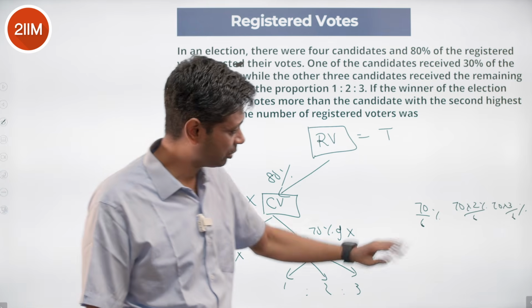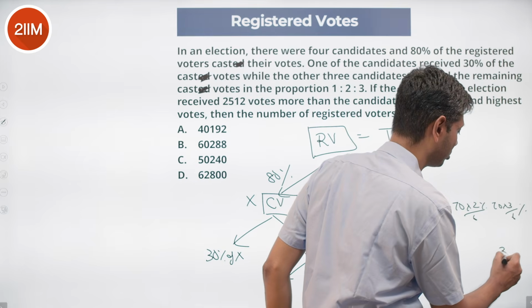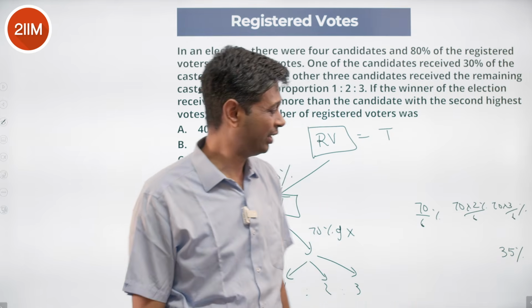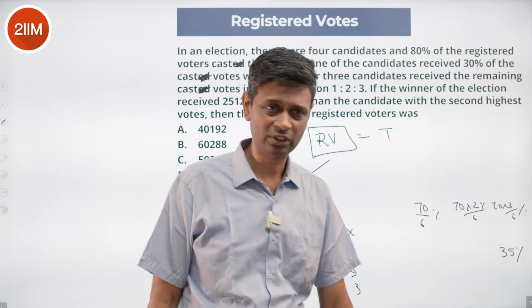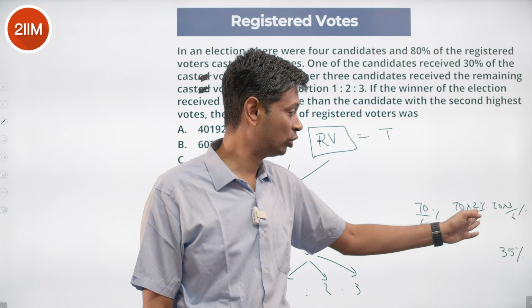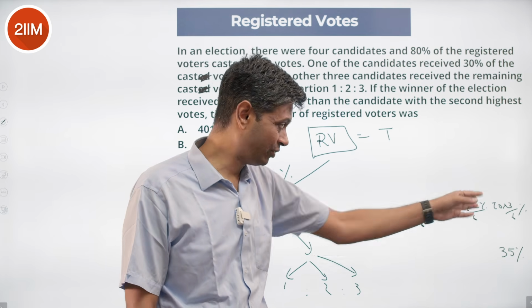So this guy gets 70% by 6. This guy gets 70 into 2/3. This guy gets 70 into half. This is 35%. I'm very interested in this. Why? Because then that means this guy has won the election. This guy has already got 30. That guy has got more than 30, 35%. This is going to be less than 30%, that I know. 70% by 3, this is half of that. Much lesser.